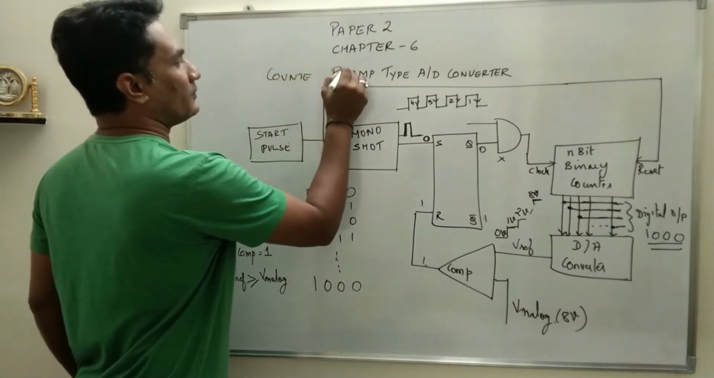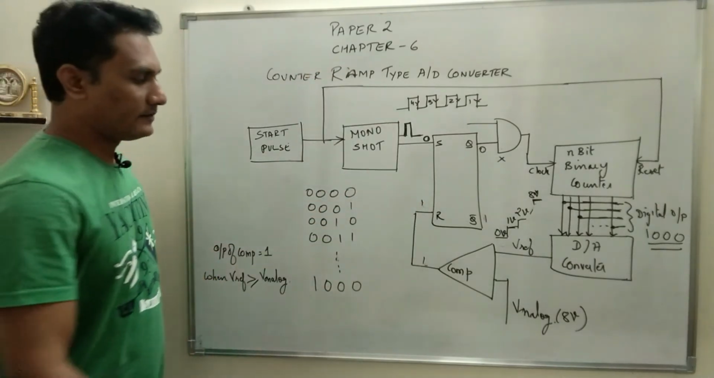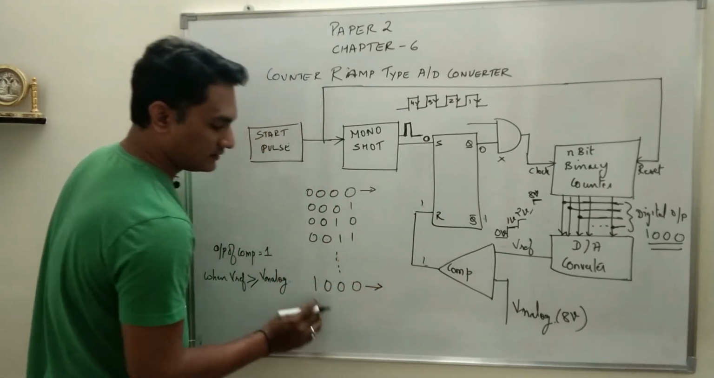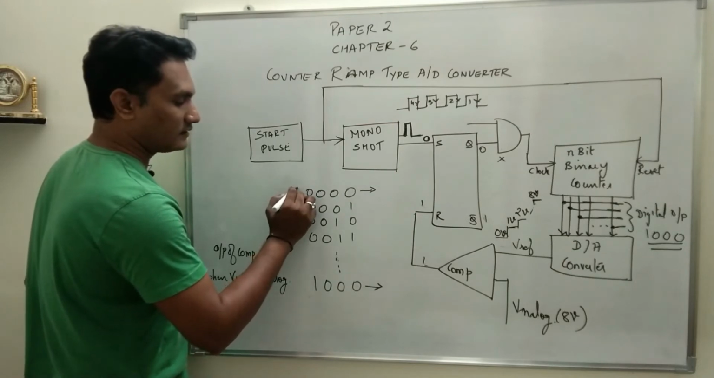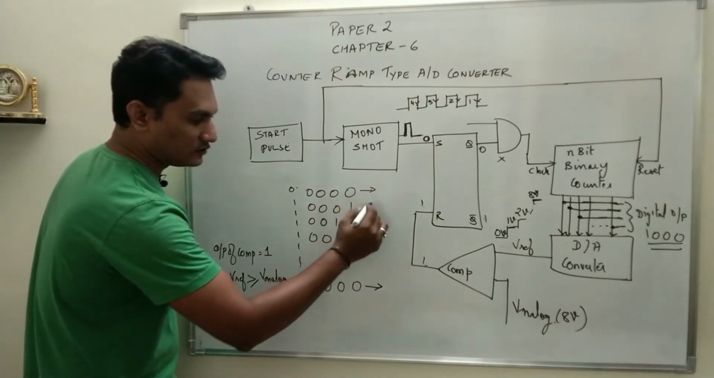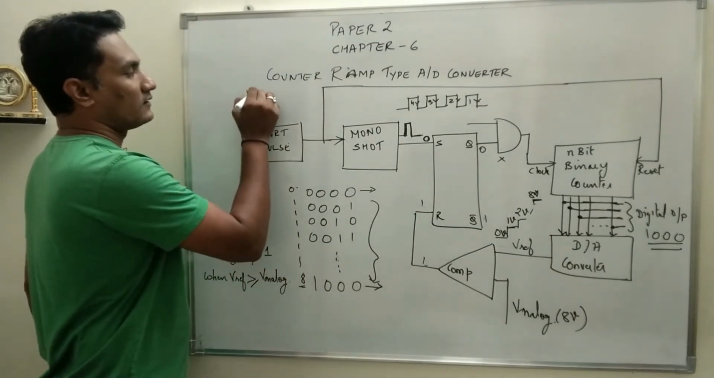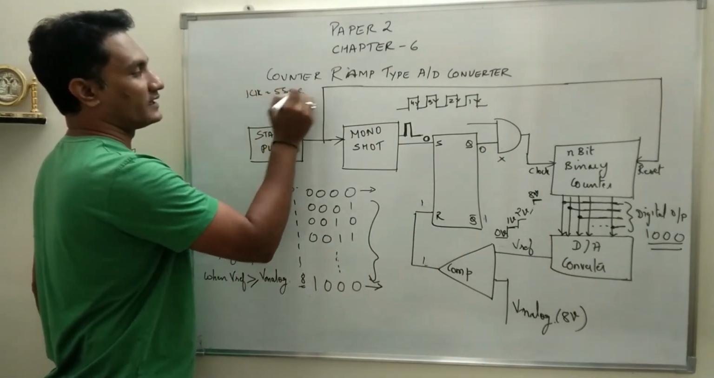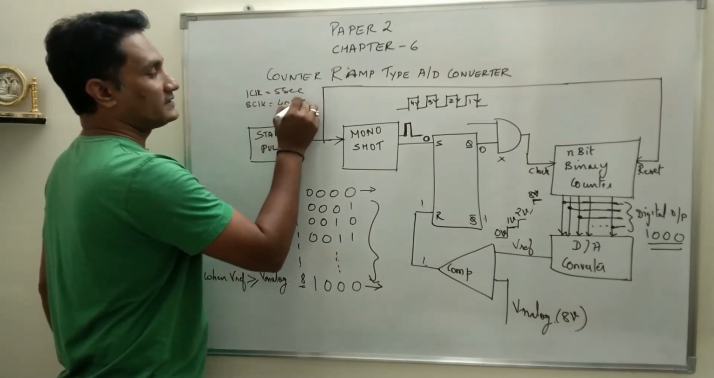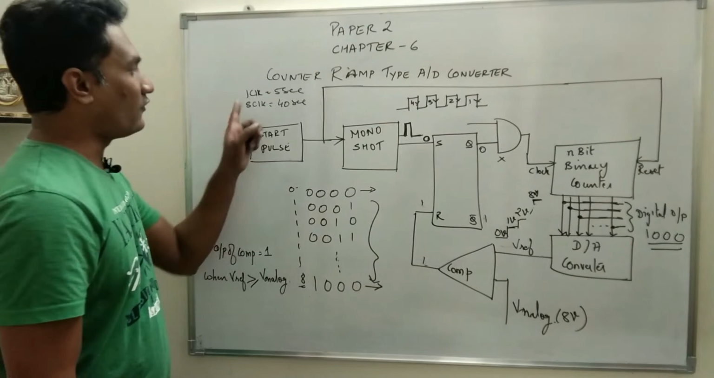Counter ramp type A to D converter. See, what happens is the initial count was 0 and it has reached 1 0 0 0 after the 8th clock pulse. This is the 0th clock pulse and this is the 8th clock pulse. So it requires 8 clock pulses to reach its final value. Suppose one clock is of 5 seconds. So the answer we got is at the 8th clock pulse, so the time required is 40 seconds. So after giving a start pulse, the time required for the conversion was 40 seconds.